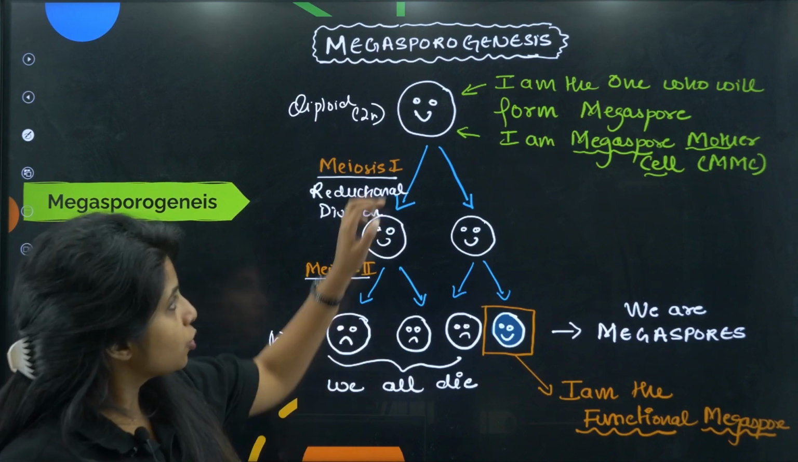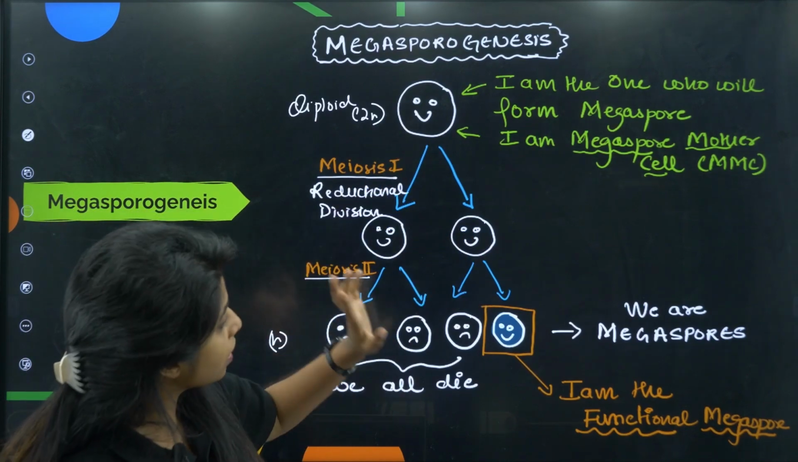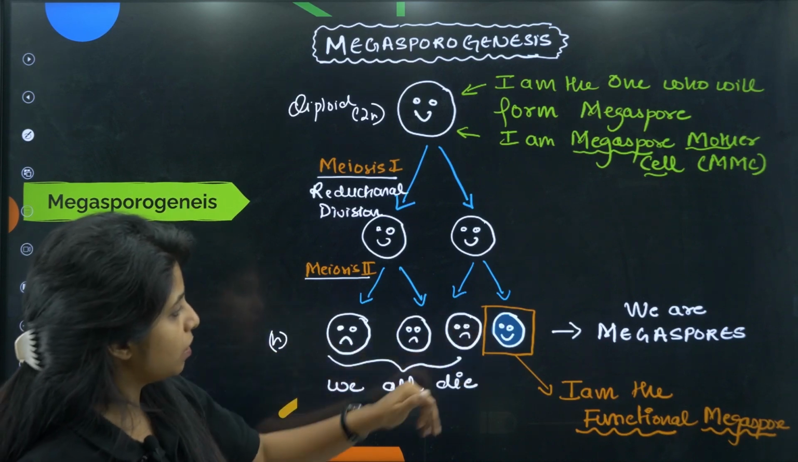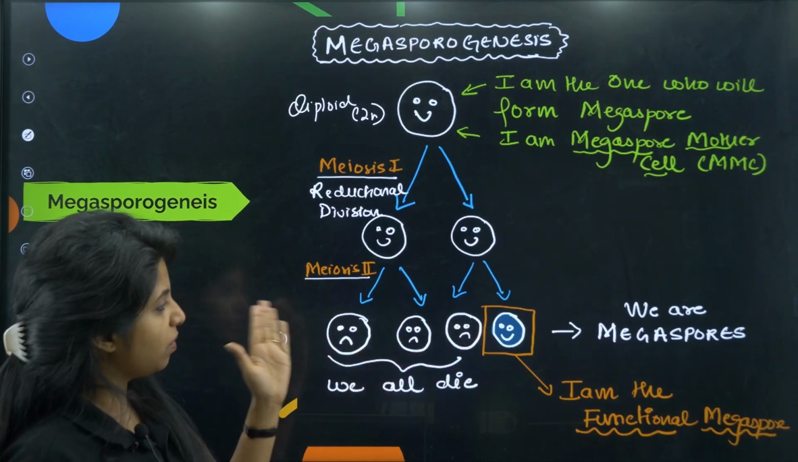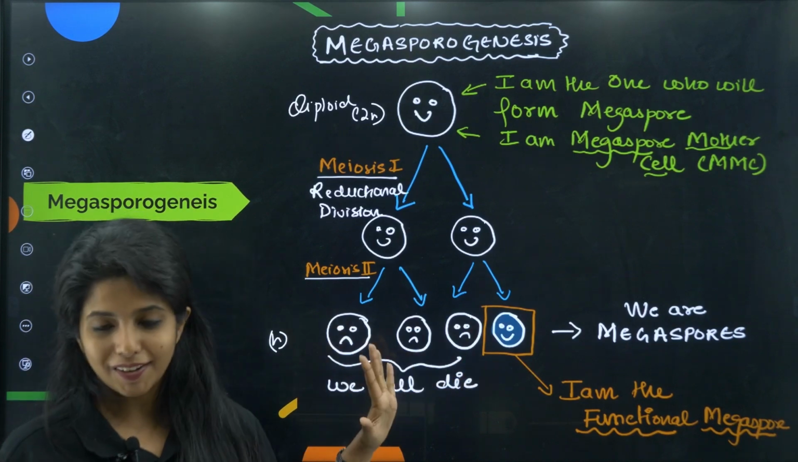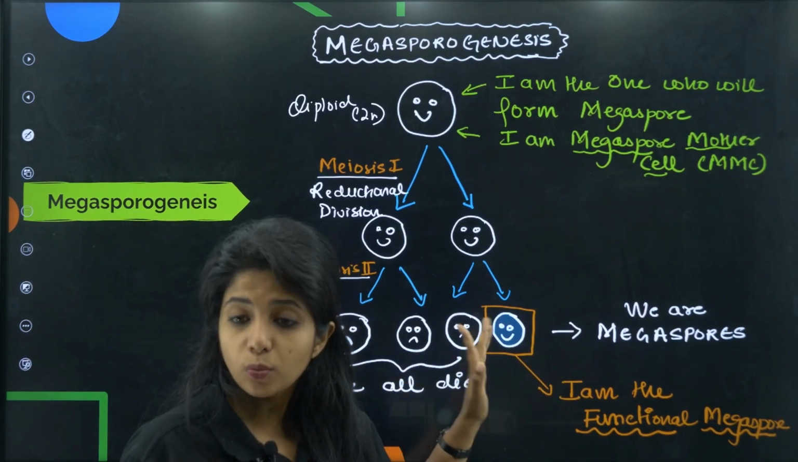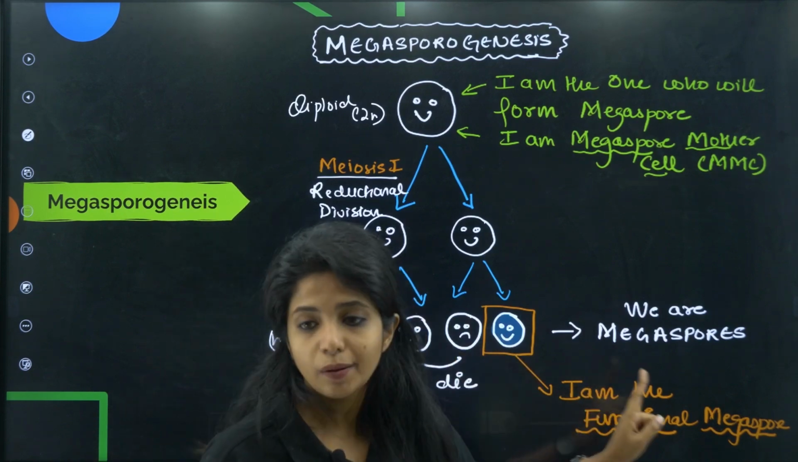Now let's see. It has divided, meiosis 1 has taken place, reductional division. Now you have 2 cells. Again it has divided into 4 cells. But I see something. 3 of them are sad and 1 is happy. Why? Because they degenerate. All of them that you see over here, they degenerate. Only one sustains, and you call it the functional megaspore.